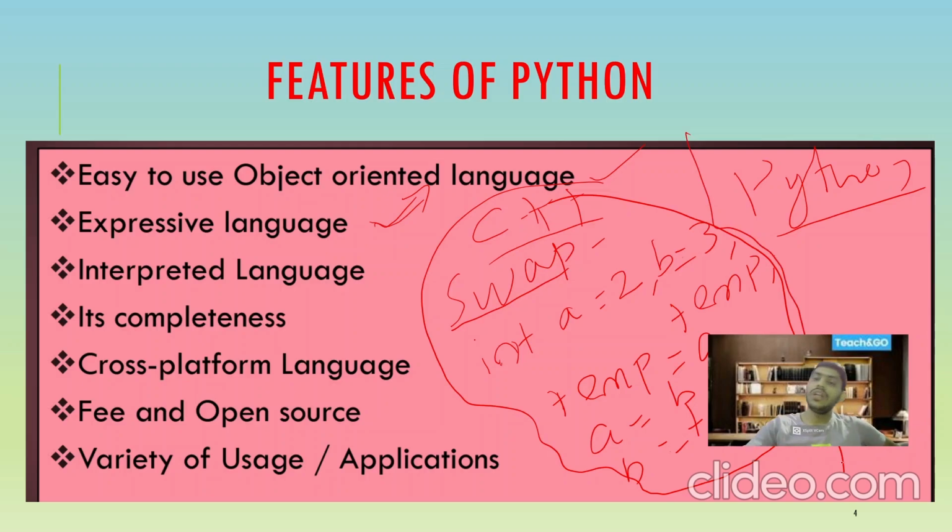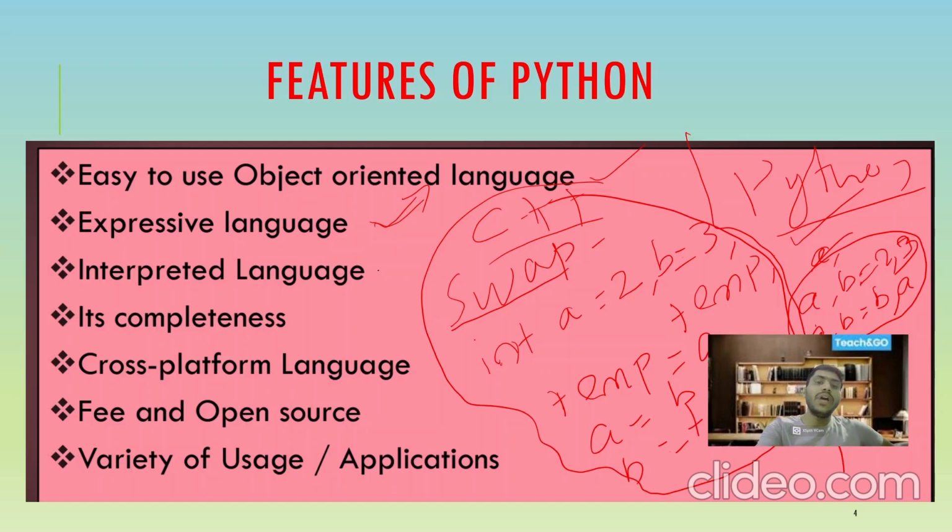But in Python, we follow just a simple step. Suppose I write a, b equal to 2, 3. Then I just interchange: a, b equal to b, a. Then the b value is assigned to a, and the a value is assigned to b. You can see, in a simple step we have done this. This is called an expressive language. So I think everyone is clear.